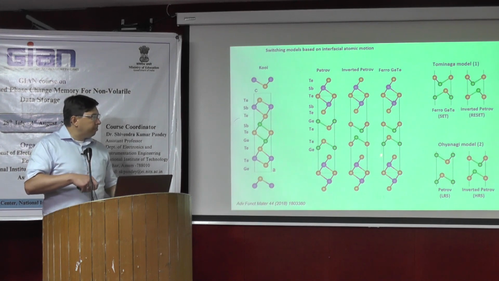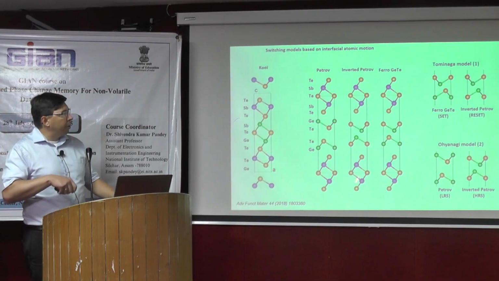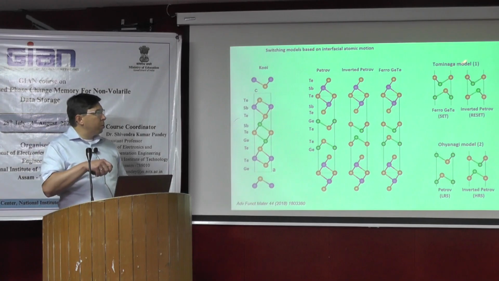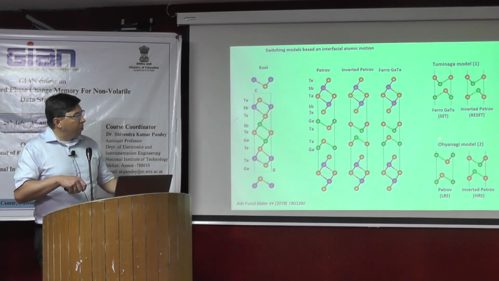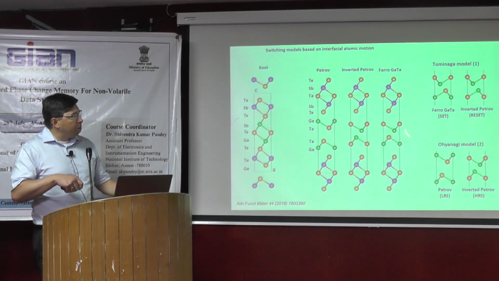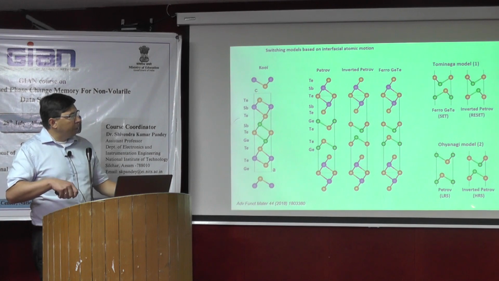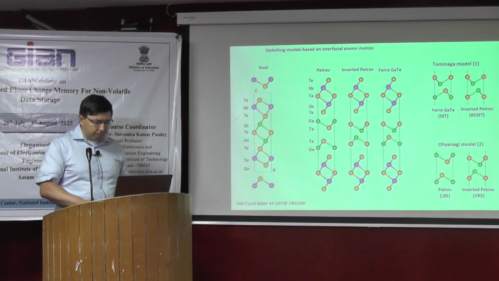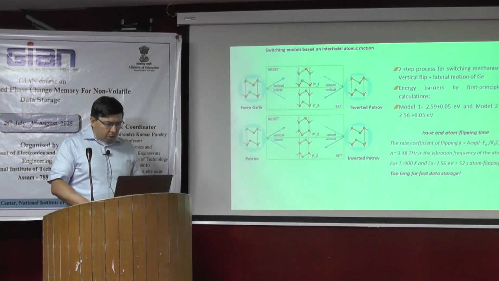This structure, the so-called ferro-GeTe, can be a set state, and the inverted Petrov structure is also attributed to the reset state. This is one model proposed by Tominaga. In another model, by Yamada, they proposed that Petrov can be a low resistance state and the inverted Petrov can be a high resistance state. So somewhat in line, but these are slightly different models.